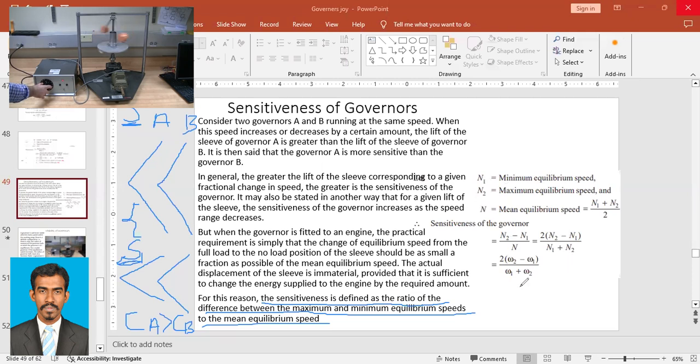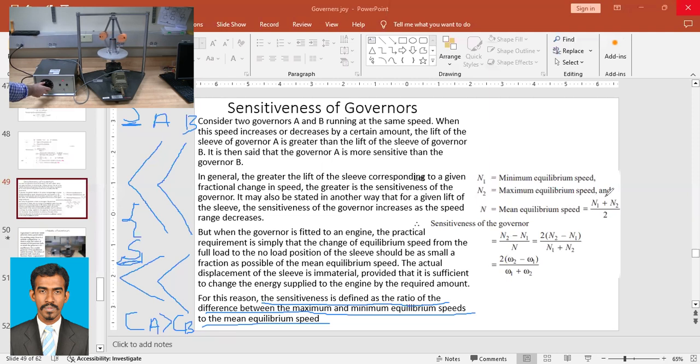It can be mathematically expressed like this. Say for example, N1 is the minimum equilibrium speed, N2 the maximum equilibrium speed, and N the mean equilibrium speed. So we know N is equal to (N1 + N2)/2, maximum plus minimum by 2. Sensitiveness of the governor is equal to (N2 - N1)/N. What's mentioned here: the sensitiveness is defined as the ratio of the difference between the maximum and minimum, so the difference is N2 minus N1, upon the mean equilibrium speed, that is N. So N2 minus N1 upon N.